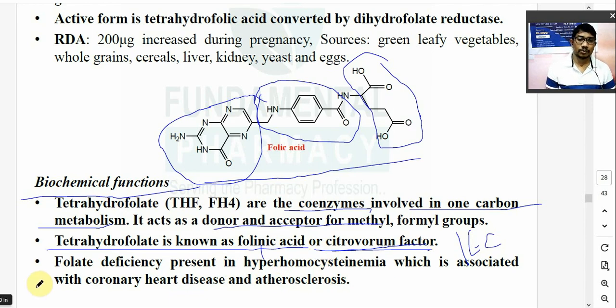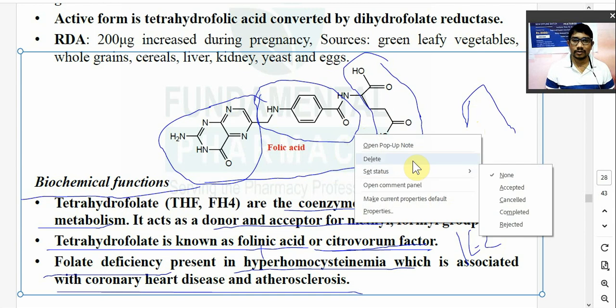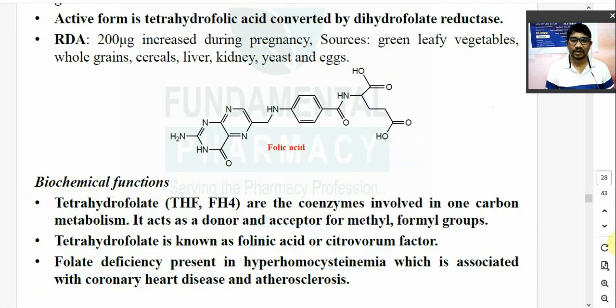Now deficiency of folic acid is there in hyperhomocysteinemia. When the homocysteine level increases in your body, it is hyperhomocysteinemia, and folic acid deficiency is there, which is also related with coronary heart disease and atherosclerosis. It is also known as the anti-neural tube factor. Folic acid is supplied to a pregnant woman as a supplement.